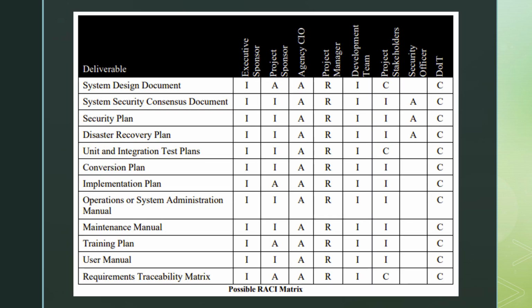So in this table, we can see the possible RACI matrix. We have the different deliverables: the system design documents, system security considerations document, security plan, disaster recovery plan, unit and integration test plans, conversion plan, implementation plan, operations or system administration manual, maintenance manual, training plan, user manual, and requirements traceability matrix, with the corresponding approval person and in-charge person.